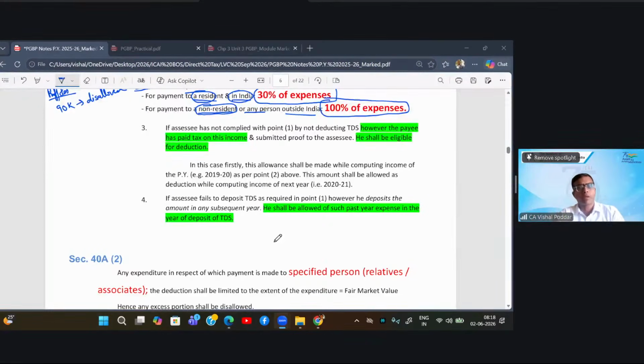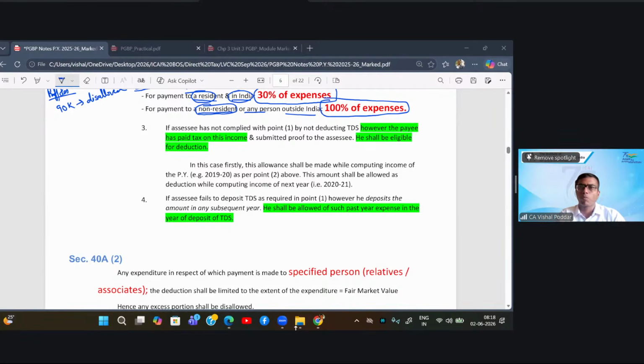Now, the ideology of this section is that tomorrow I may not go and pay tax. Hence, the burden is on you to deduct my tax and pay it to the government. And if you fail to fulfill this burden, you will be punished by not giving you the deduction.